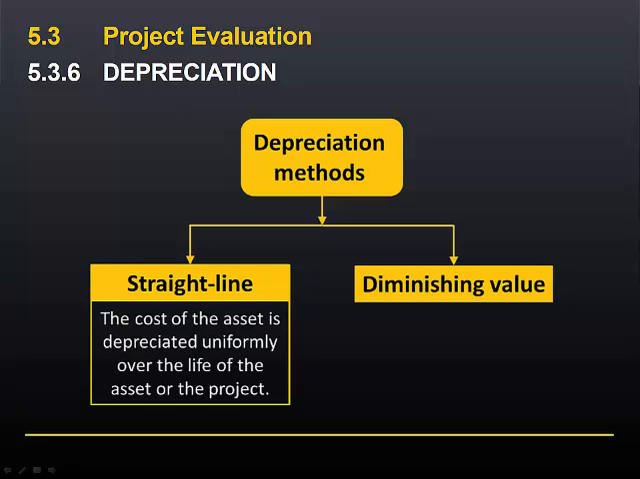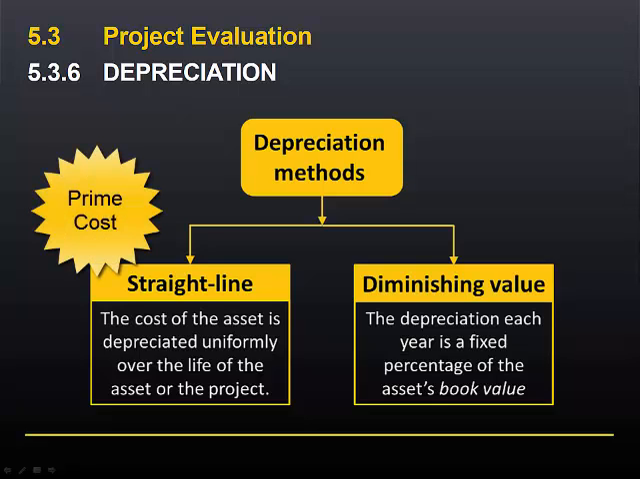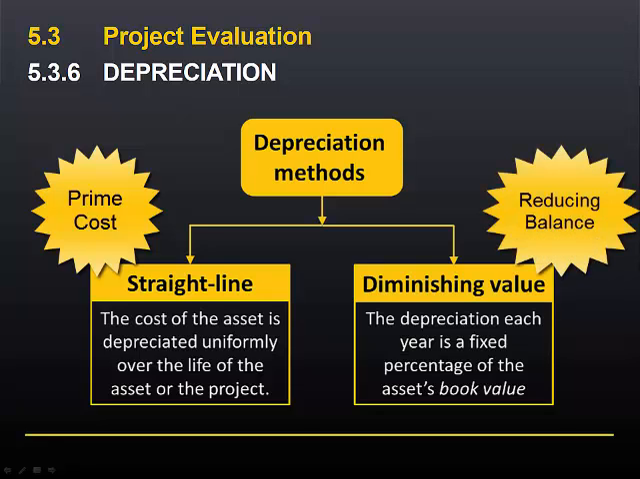Under straight line depreciation, the cost of the asset is depreciated uniformly over the life of the asset or the project. In other words, the same amount of depreciation is claimed as a tax deduction every year. Diminishing value is what's called an accelerated form of depreciation. The depreciation each year is a fixed percentage of the asset's book value at the beginning of that year. Sometimes instead of the term straight line depreciation, the term prime cost is used. Diminishing value is also sometimes called reducing balance, which means the same thing.